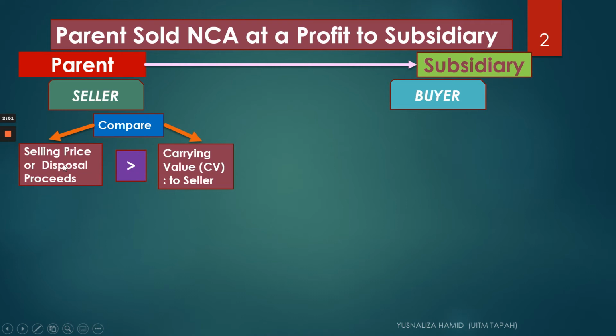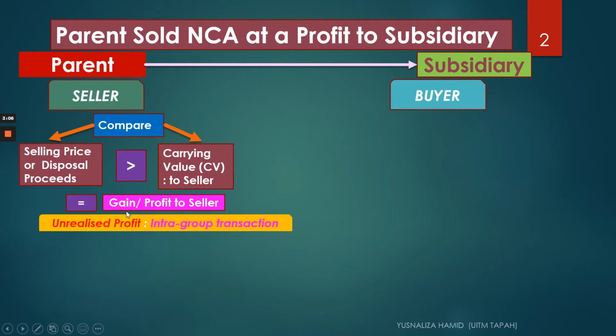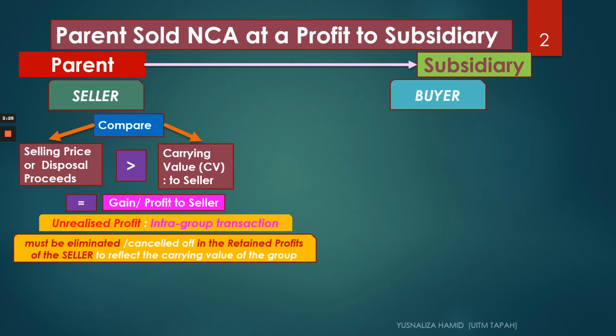If the selling price is greater than the carrying value, that means the seller, the parent, has charged a profit on that transaction. For group consolidation purposes, this profit shouldn't be realized. So we need to remove that profit and provide for the unrealized profit, because this is an intra-group transaction. In the preparation of the consolidated financial statement, we need to know what to adjust, and here the issue is the intra-group sale of non-current assets.